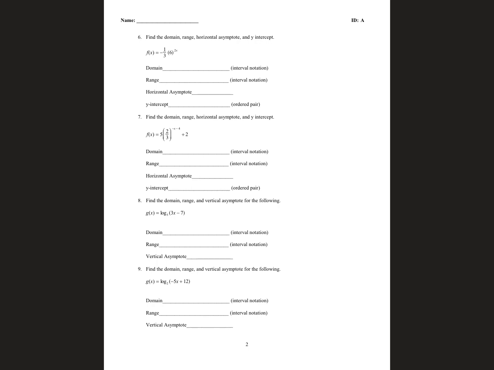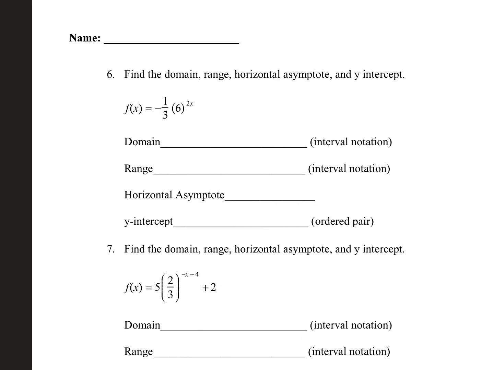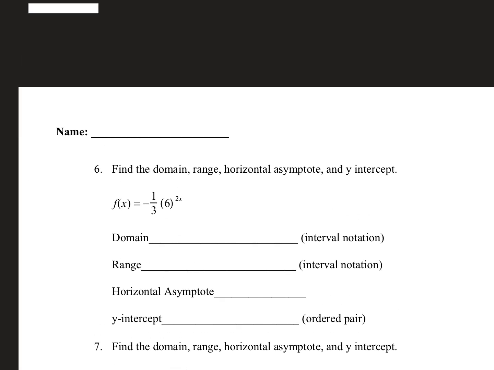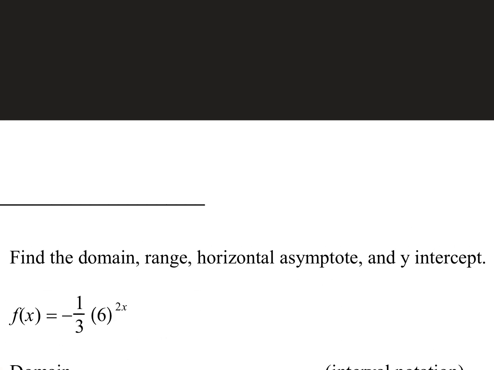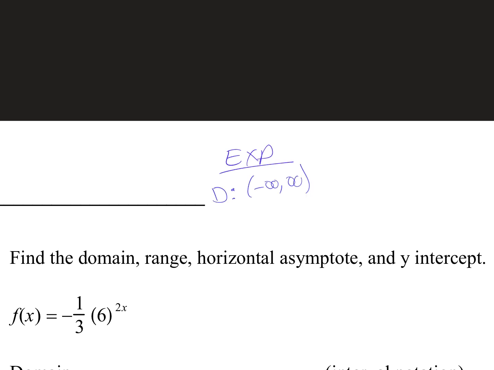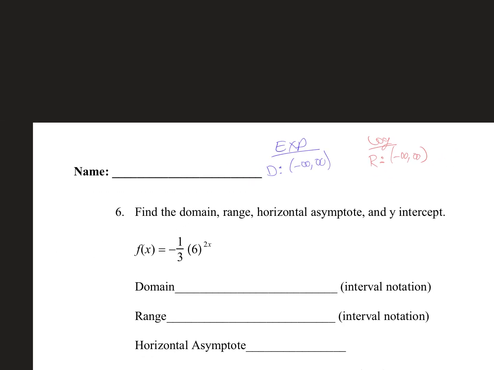Right? You will have questions like this where you're going to have to identify domain, range, horizontal asymptote, y-intercept for exponentials, domain, range, vertical asymptote for logs. So some things you guys need to remember. Exponentials and logs are what of each other? Inverses, opposites. So in an exponential function, your domain is negative infinity to what? Positive infinity. In a logarithmic function, your range is what? Negative infinity to positive infinity.